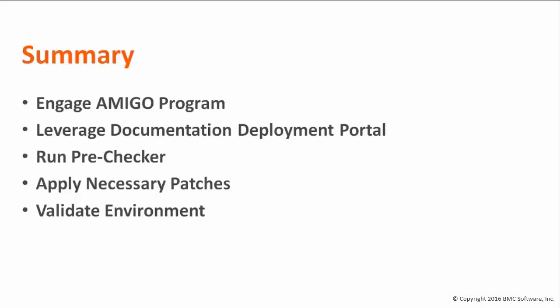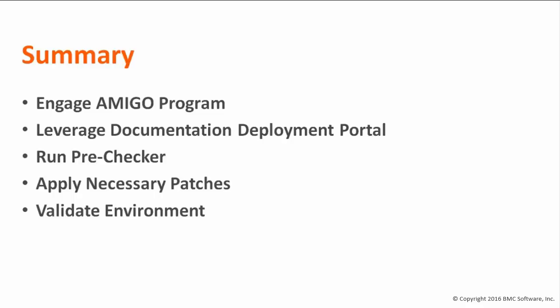So we've covered a number of topics to help you with your 9.0 upgrade. And to summarize those, please make use of the Amigo program. We have people here available to help you. Send in your plans when you begin developing them. Ask your questions, and we will provide you with feedback. Use the online documentation, particularly the interactive deployment portal. That will step you through stage by stage exactly what needs to be done, and there's a lot of good descriptive information available to help you understand the process.